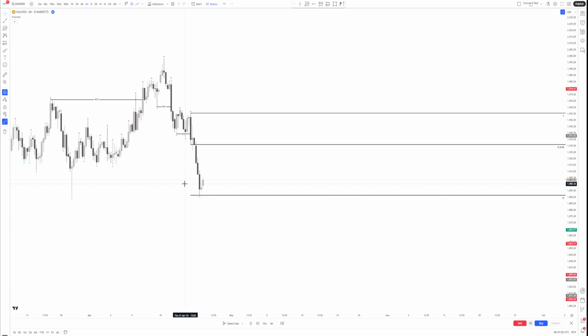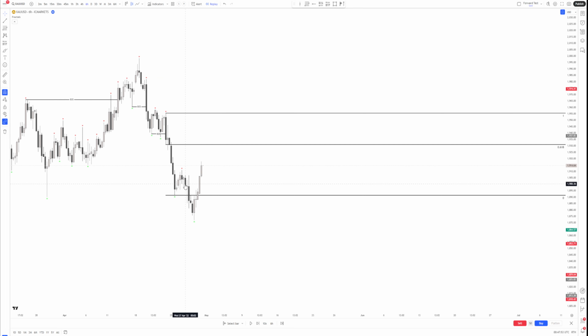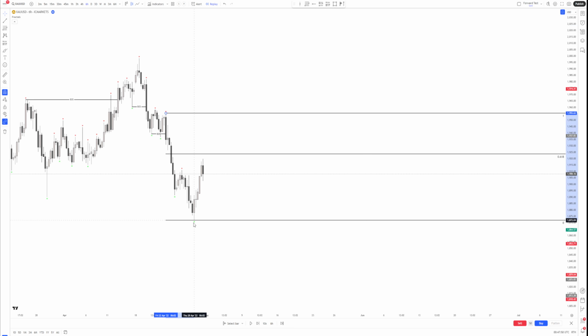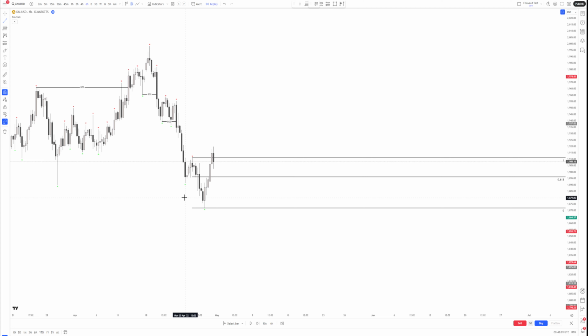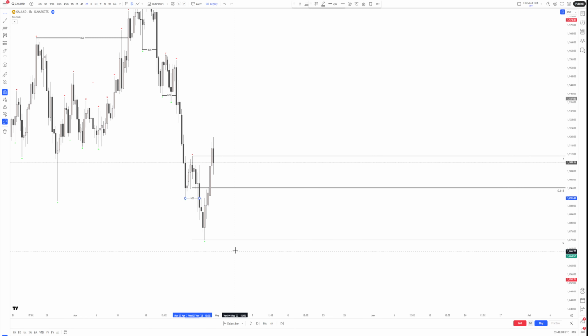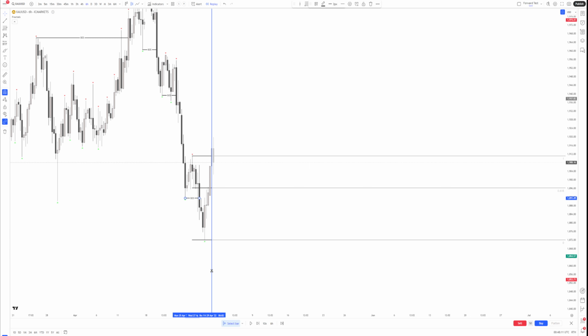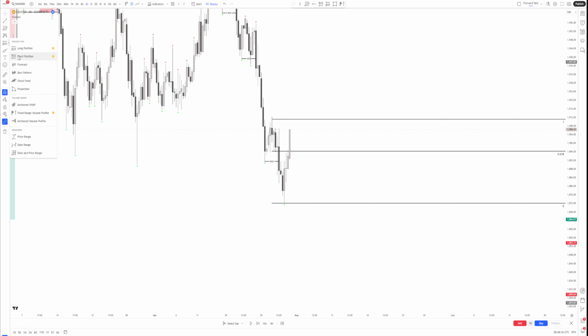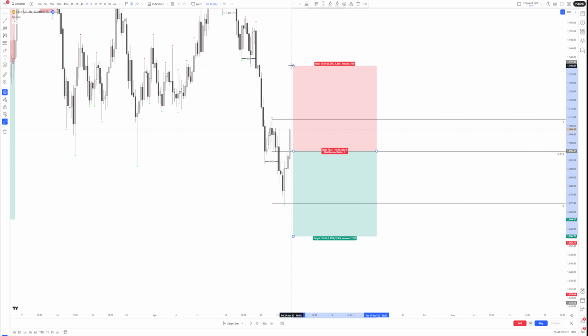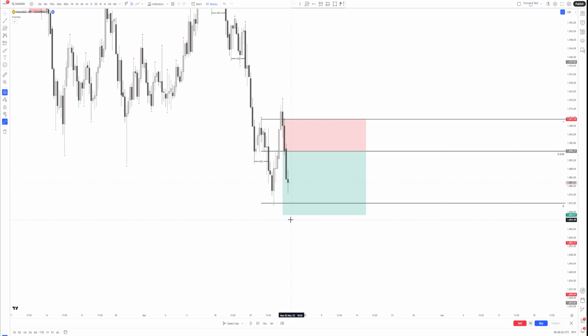I'm going to do something like this. And you can see, if we were to do the 6 hour, you would have had a break of structure to the downside there. You would have had a retracement there, and had you placed your entry there, that would have obviously been a loss. So let's go to this, and we will do a 2-to-1, and you can see we got tagged out there.